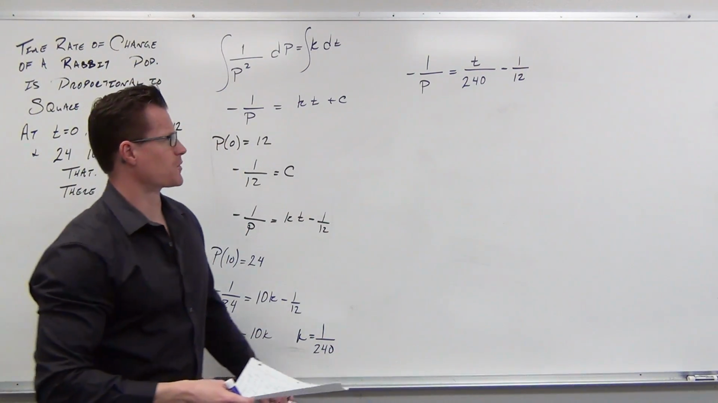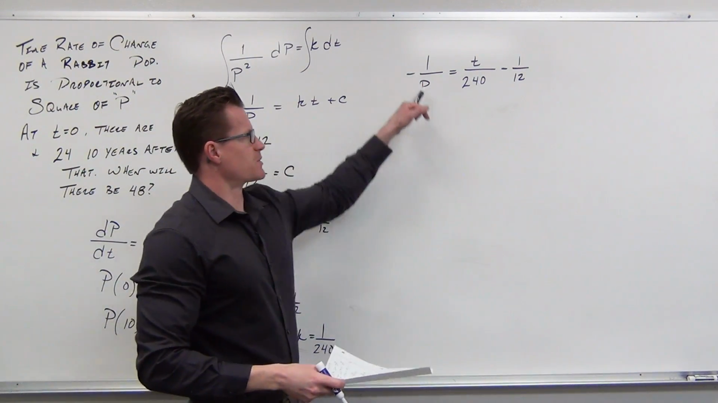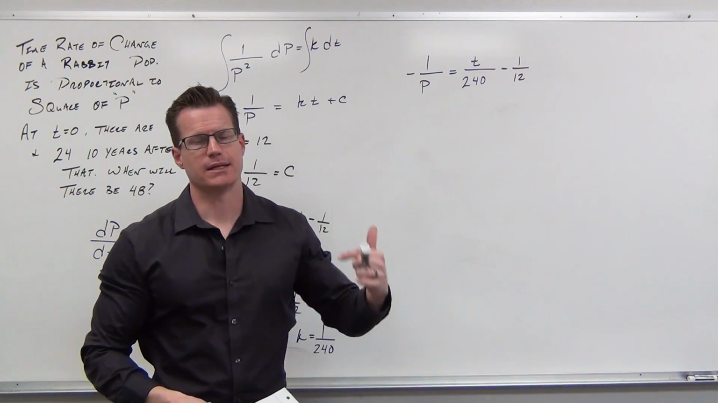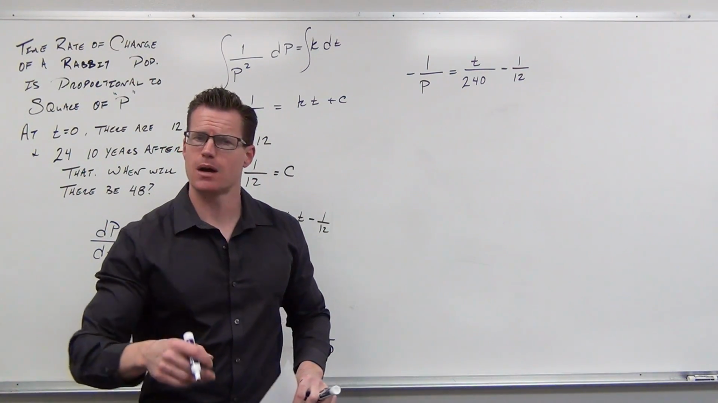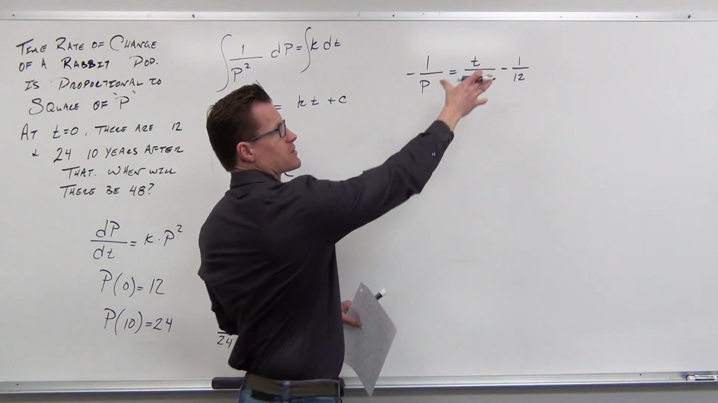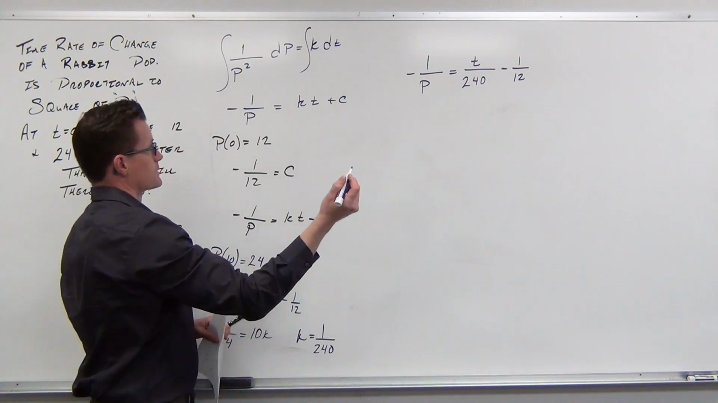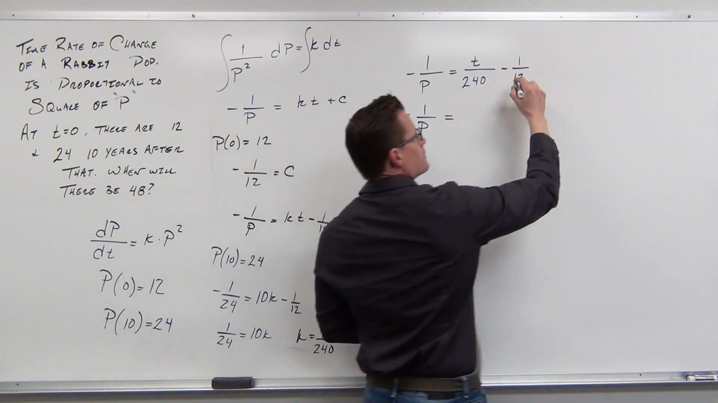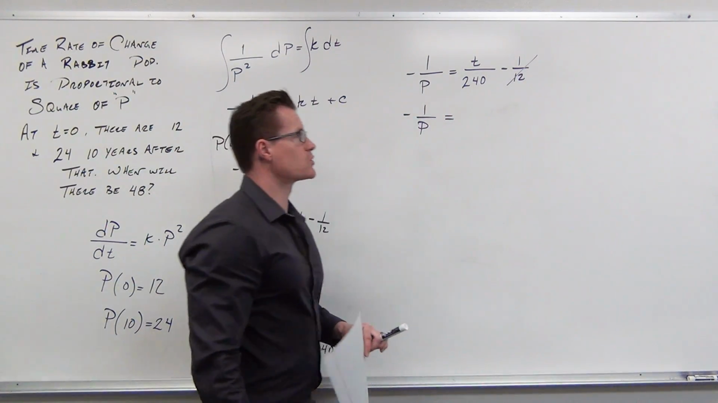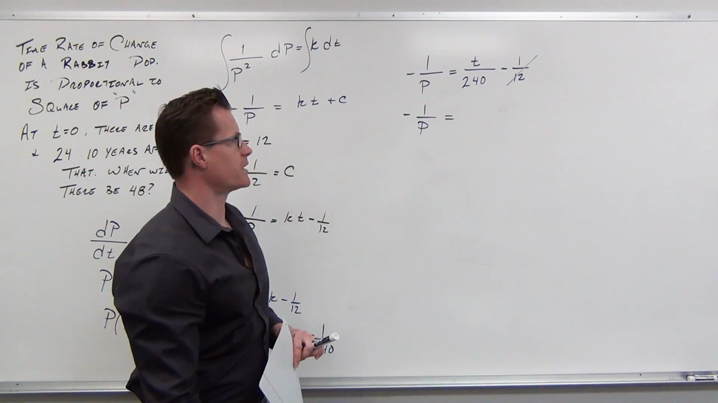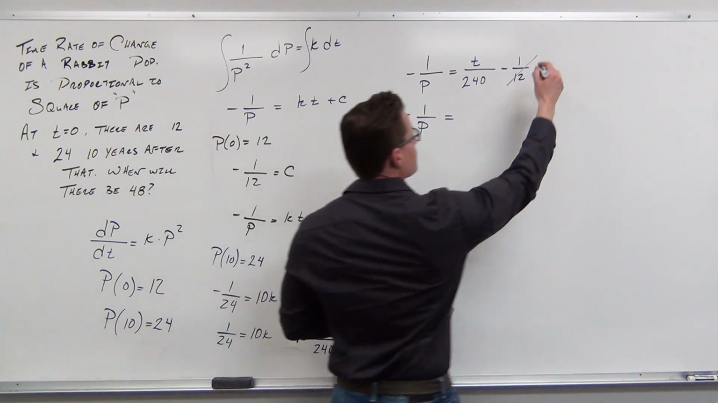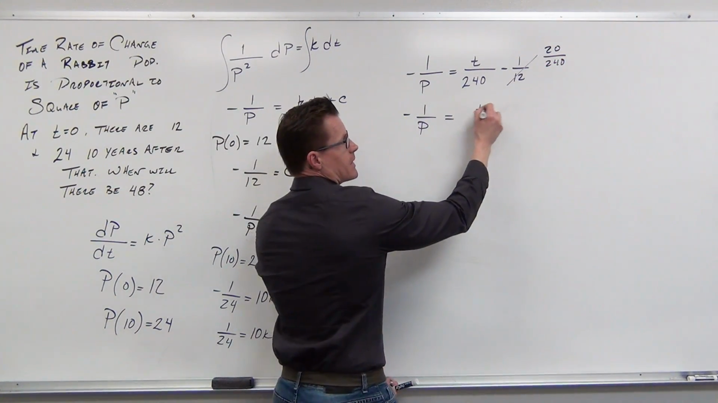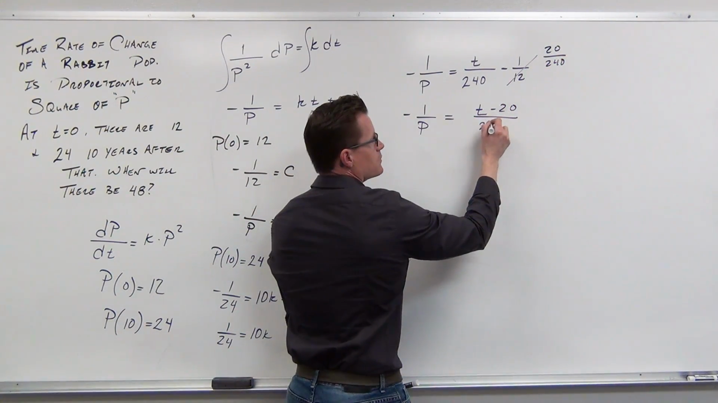Now, before we go any further, we're about to reciprocate this. You can't reciprocate two fractions when they're being subtracted or when they're being added. So we're going to take the time to make a common denominator and make this one fraction. So -1/p, and then on the right-hand side, 1/12, and I'm trying to get 240 to be multiplied by 20, so 20/240. So t minus 20/240.